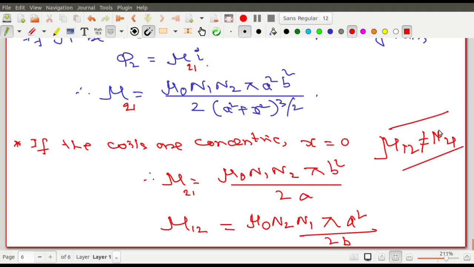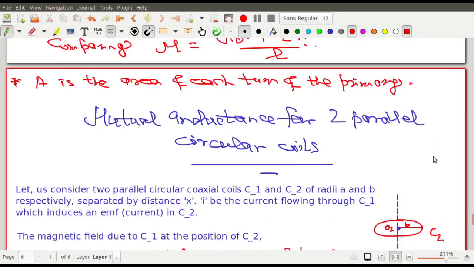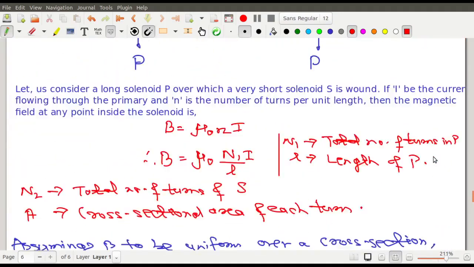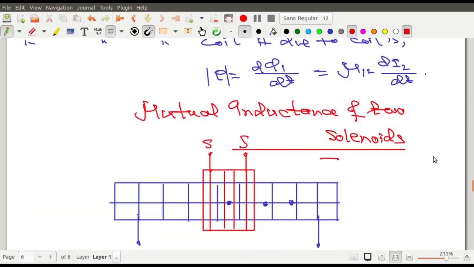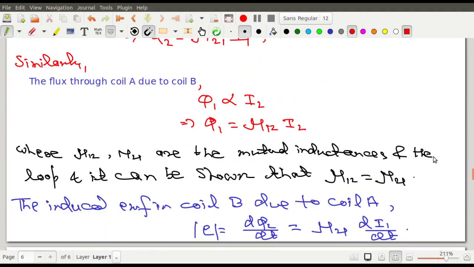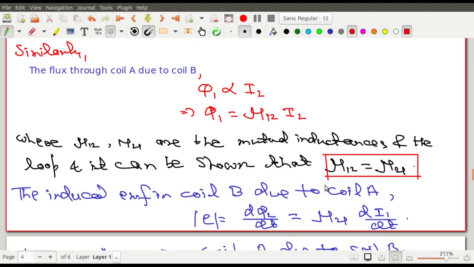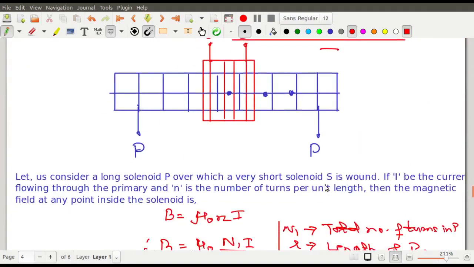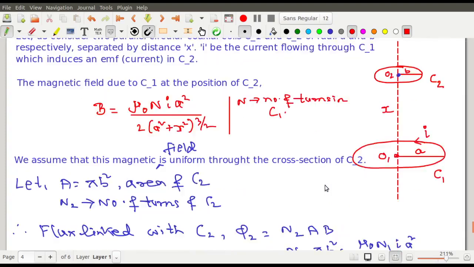But you come out with a surprising result that m12 is not equals to m21. However, at the very beginning of the discussion of mutual inductance, I have said that m12 is equals to m21. এটা কিন্তু আমি অনেকক্ষণ আগে বলেছি, and this is a theorem which is known as reciprocity theorem. So এটা equal হওয়া উচিত, this should be equal. But in your system, you come to know that those are not equal.